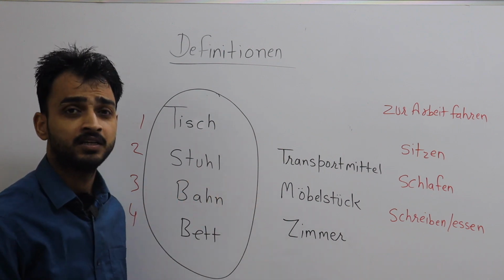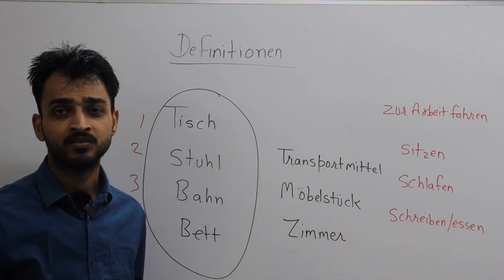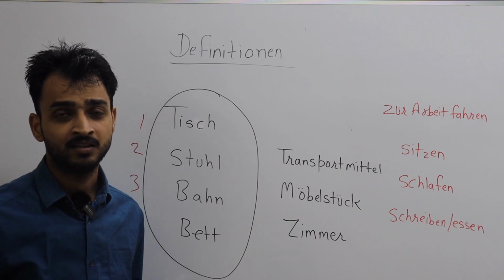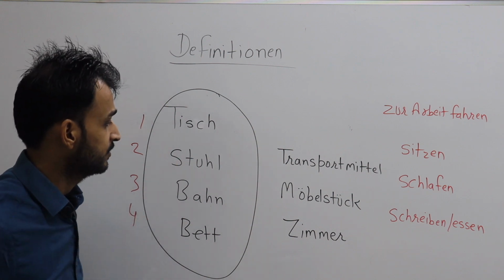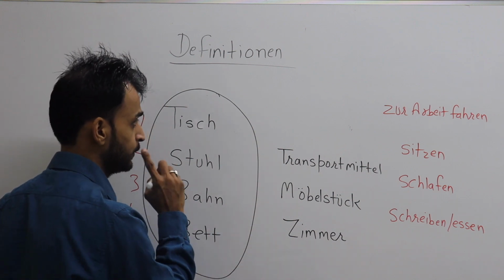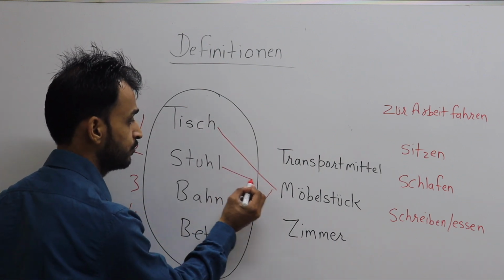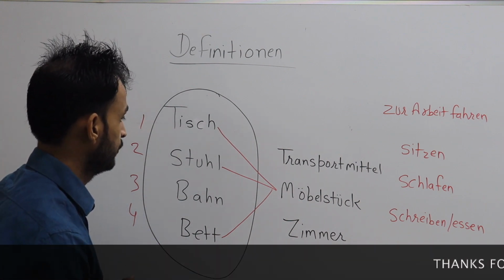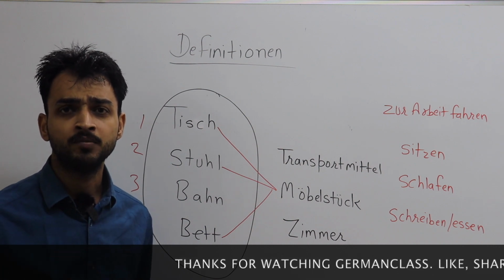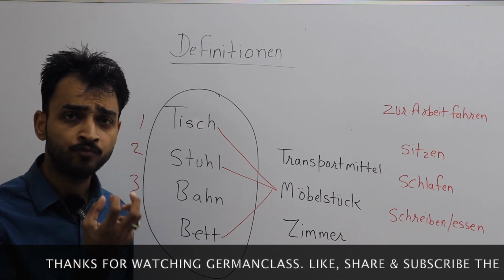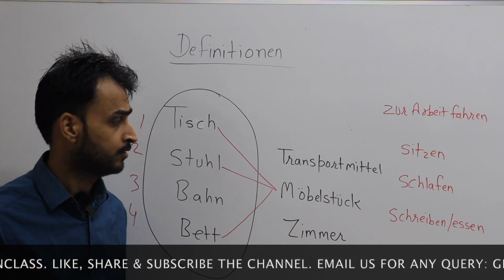With the help of definition I will use this structure and make a sentence so that I can make you understand how to give a definition, how to define these words. So Tisch, first of all we do matching. Tisch is a Möbelstück, means furniture, like bed is Möbelstück, stool is Möbelstück. So these are all furniture. Möbel means furniture, Stück means a piece, it's a type of furniture. Sofa, bed, stool, Tisch, these are all furniture. We say Möbelstück.